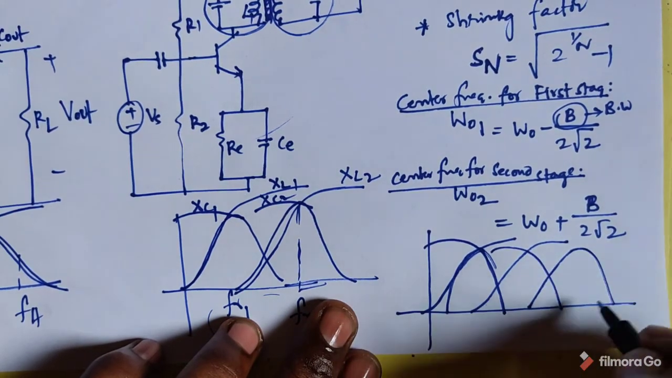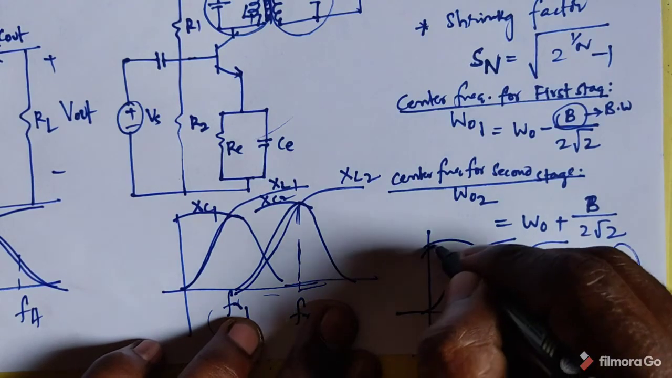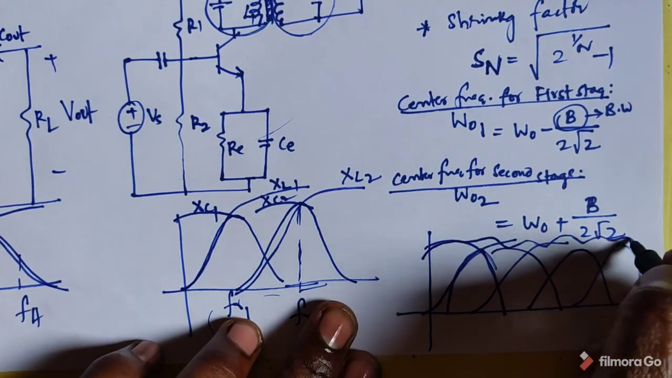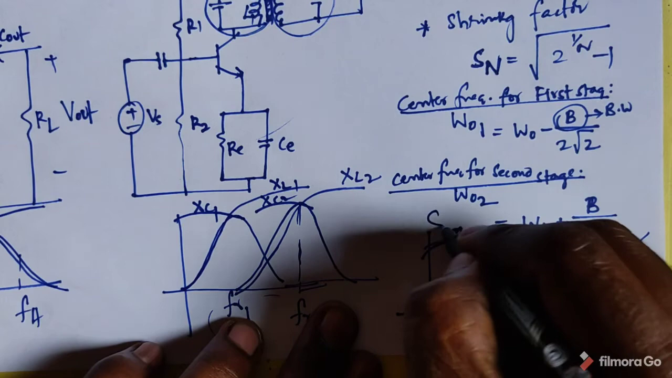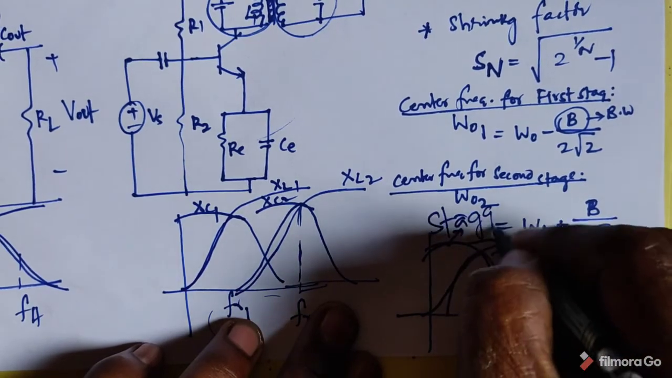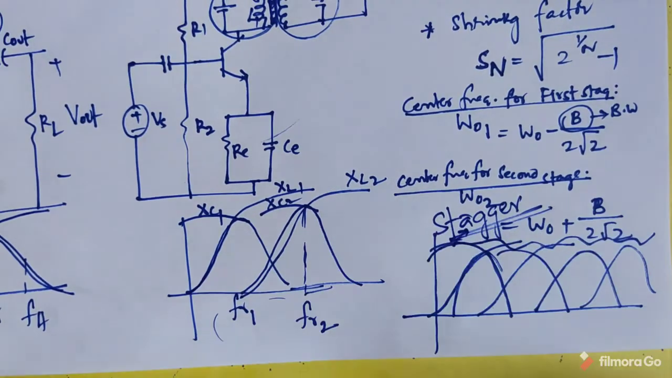So what is the meaning of this? You are having this type of response. So that is an overlap condition for all these cases. That is nothing but staggered. Okay.